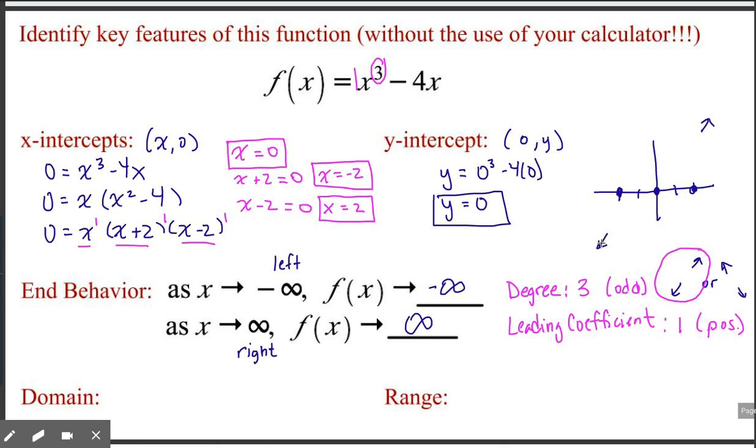Starting down here, I will increase, crossing through the x-axis at my first x-intercept, and at some point I need to change to decreasing and cross through the x-axis at 0. And again, change to increasing and cross the x-axis at 2. This provides the general shape of this cubic function.